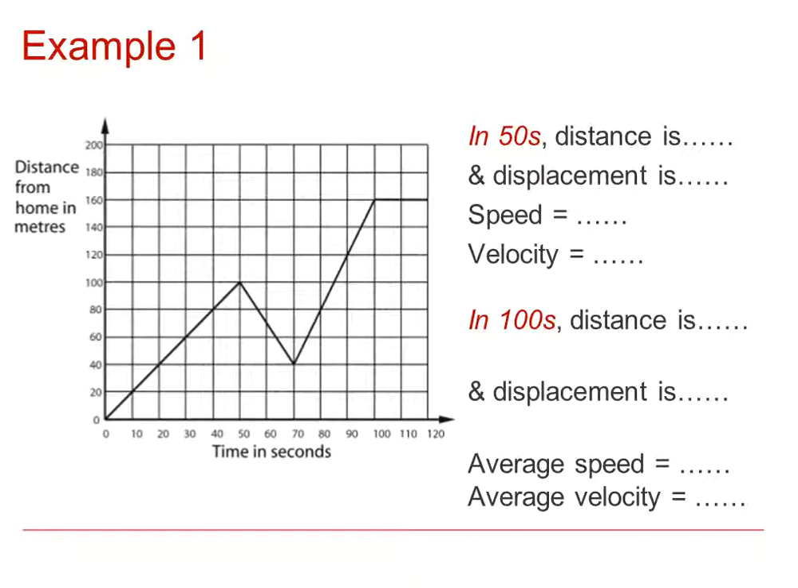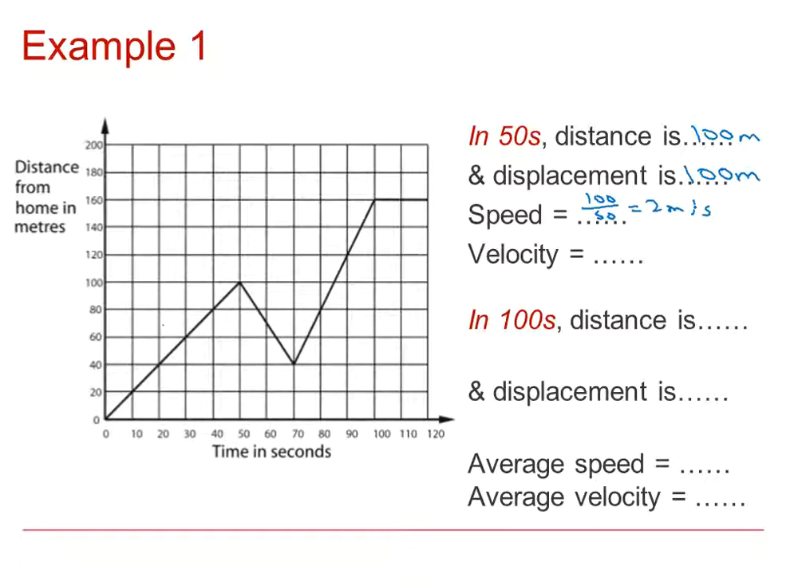So, if we look at the first 50 seconds, the distance travelled in the first 50 seconds is 100 metres. Her displacement in the first 50 seconds I could describe as 100 metres. Let's assume that travelling forwards is positive. Her speed in the first 50 seconds would be the distance over time. So that would be 2 metres per second.